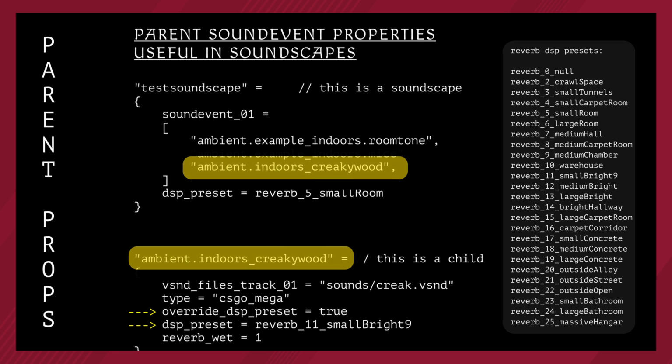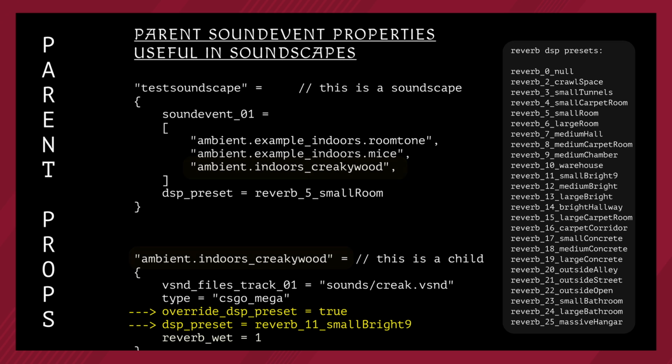On your child sound event, you can include override DSP preset equals true, and then include a DSP preset equals with a preset in there, and this child sound will have its own reverb processing separate from the soundscape.